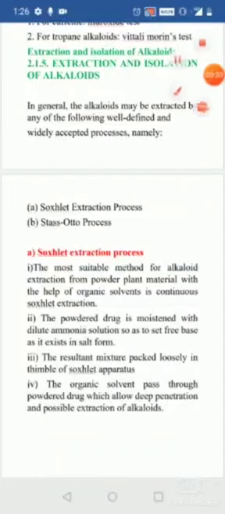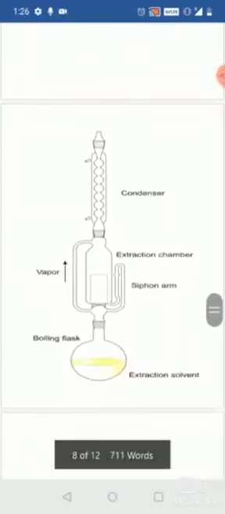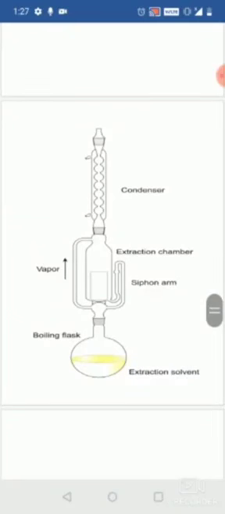So when coming to the Soxhlet extraction process, here you can see the Soxhlet extractor. Generally it contains one flask, which is fitted with the Soxhlet extractor, or the Soxhlet extraction chamber. Here you can see this is the extraction chamber. It is fitted with two tubes, one known as the siphon tube and one known as the side tube, and on the top it is fitted with the condenser.